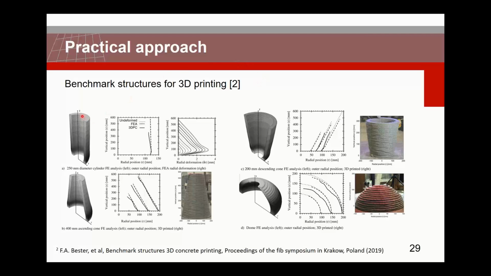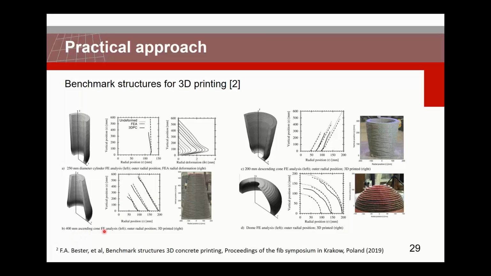So for example, we have here on the left top side, the cylinder. I think it was something like 250 diameter, and the solid line shows until which layer it can be printed until failure. In this case, it looks something like layer 38, and then it fails. And in their case, their finite element analysis was able to print the entire structure, for example.